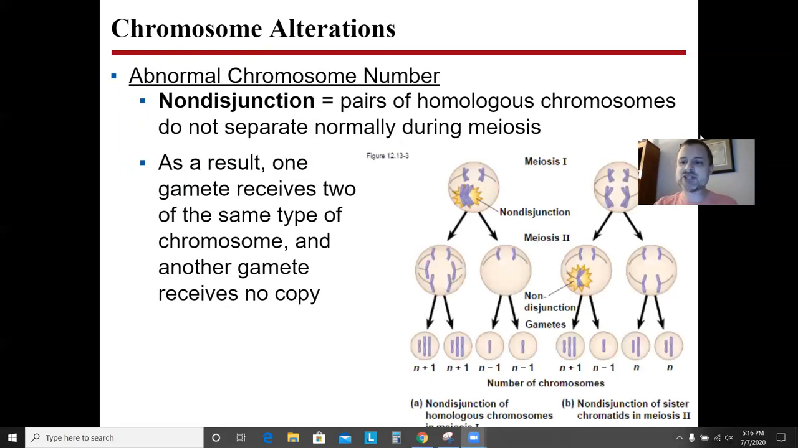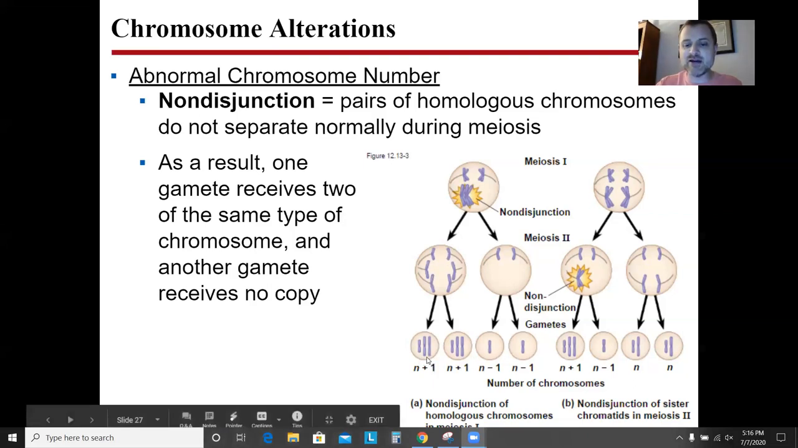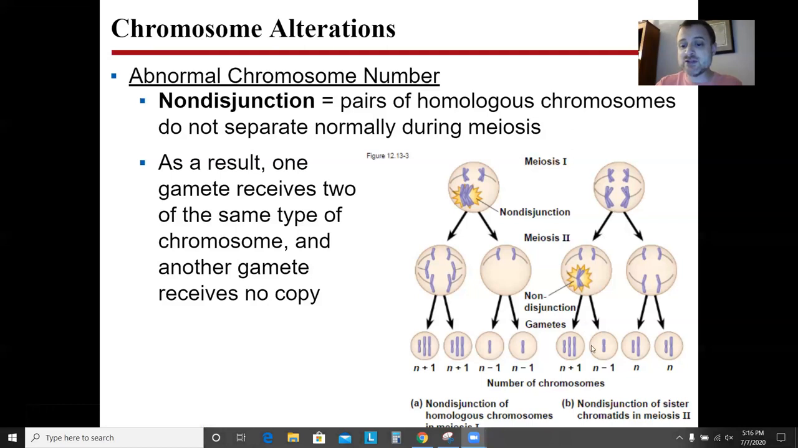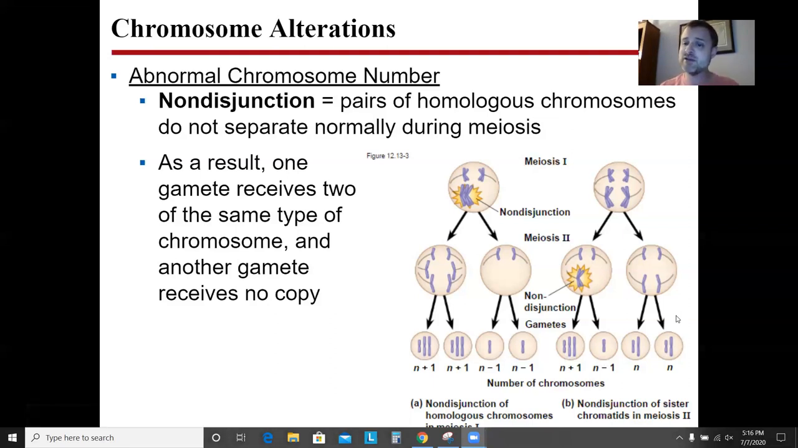The term non-disjunction is just a fancy word for this: look at the picture. This cell went through meiosis and this homologous pair didn't separate, right? Follow it through, and I end up with egg or sperm that either have one too many chromosomes or one too few. Here they didn't separate in meiosis two, so this one's got one too many, this one's got one too few, these two are fine. Non-disjunction is when homologous chromosomes don't separate properly and you wind up with gametes that have the wrong chromosome number. In humans, the gamete should have 23 chromosomes, right?